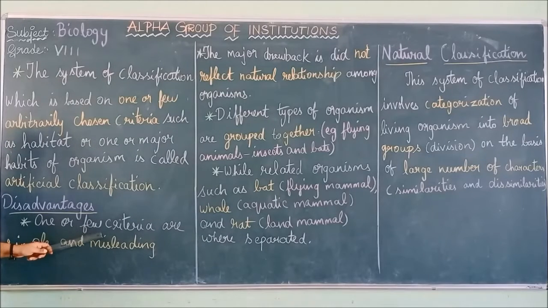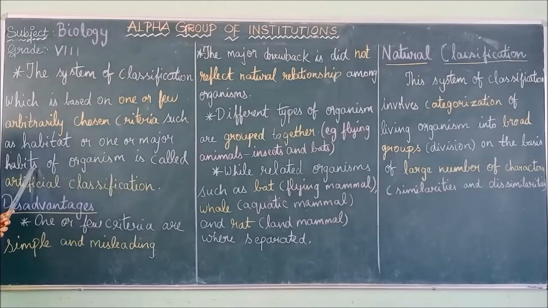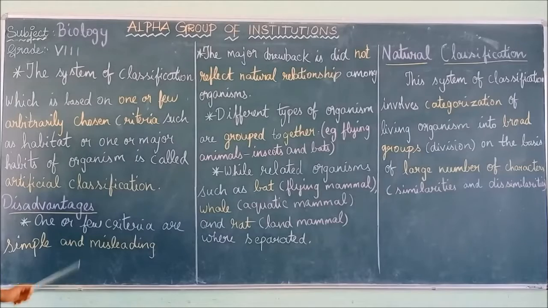So one or few criteria are simple and misleading. We saw here they are taking habits as one criterion and habitats also. These are the two main criteria taken as the basis. But those criteria, as I tell, are very simple and they can mislead. So it is not properly classified. It can mislead to some other thing. That is the first disadvantage.